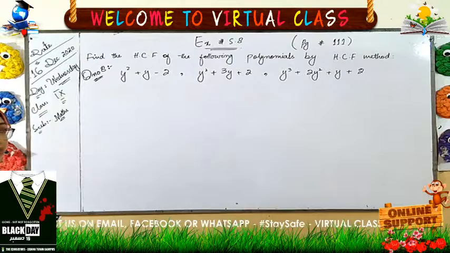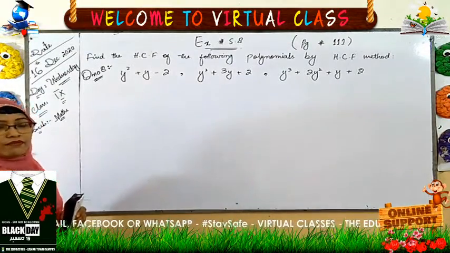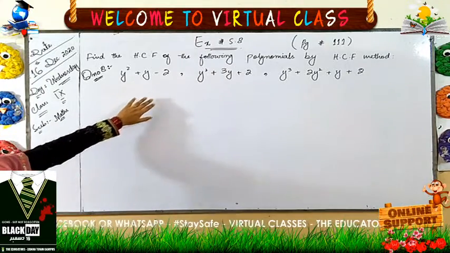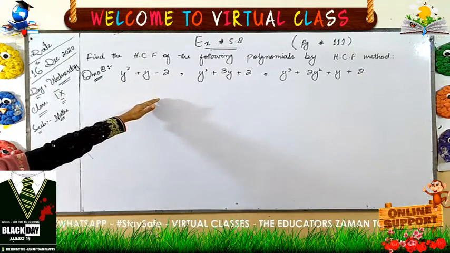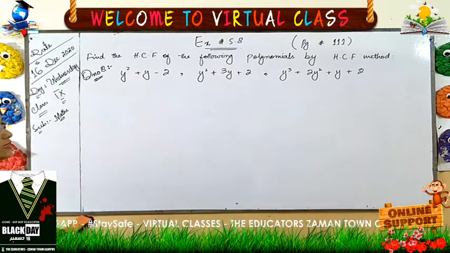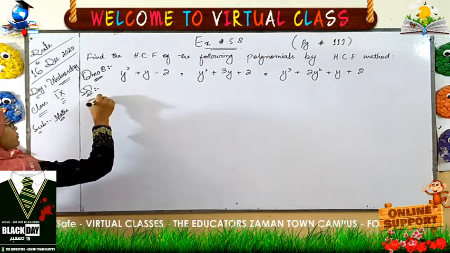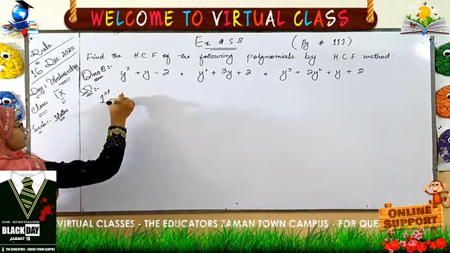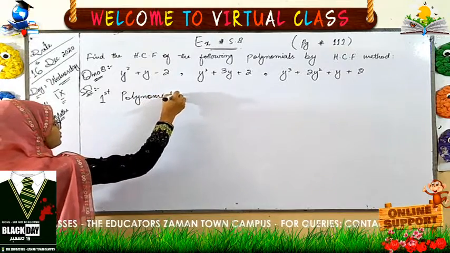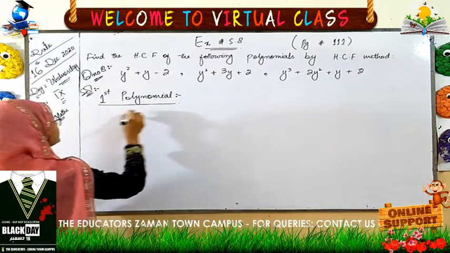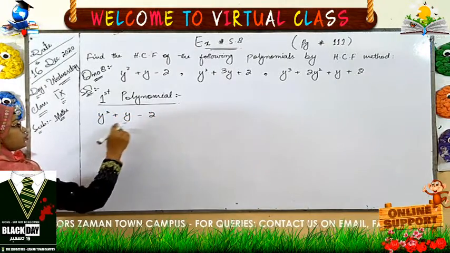How do we find out the HCF? First of all, we will factorize the expressions one by one. We will find the factors for each expression, and after getting the factors, we will find the common factor, and then we will find the HCF. So starting from the first one, solution. First polynomial, we will put the heading first polynomial, which is y square plus y minus 2, right?